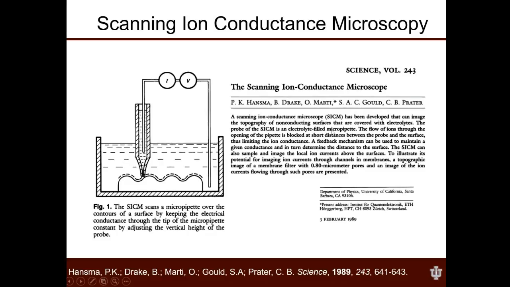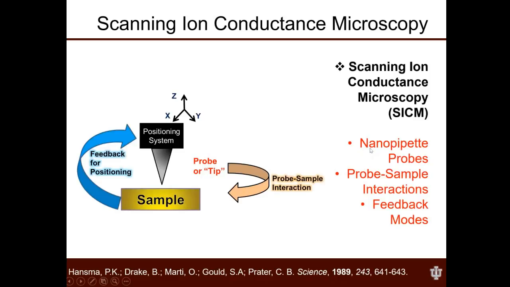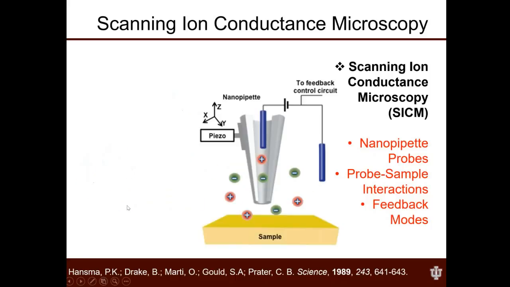So thinking about scanning ion conductance microscopy, there is the nanopipette probe itself. Again, these probe-substrate or probe-sample interactions that SICM can perform. So this is the generic picture of SICM. This would be a more specific cartoon related to SICM. So with SICM, we have a pipette, a nanoscale pipette, shown here in this cartoon.